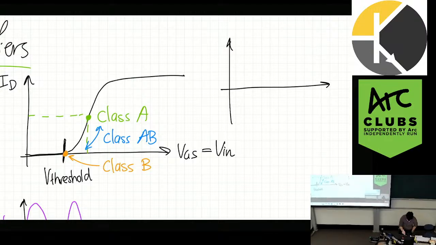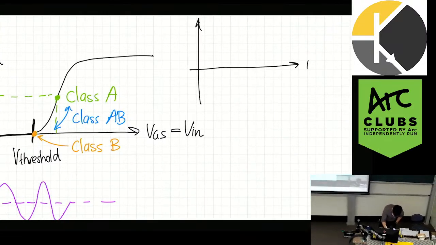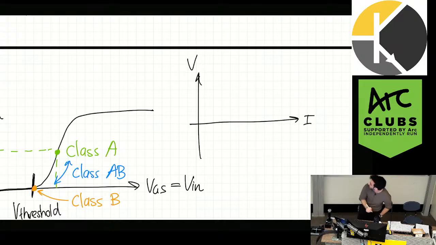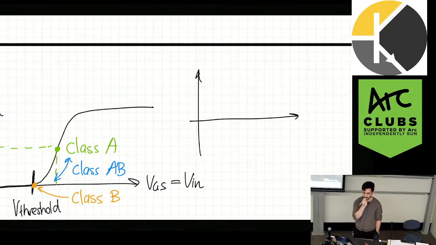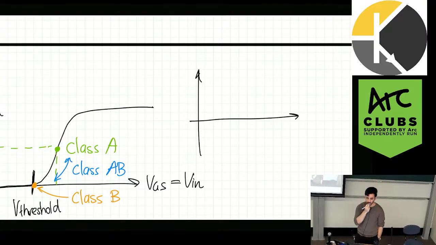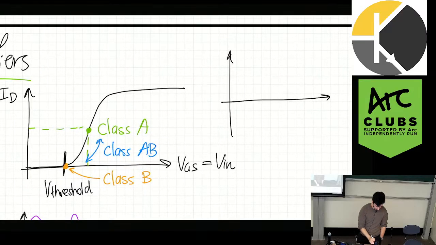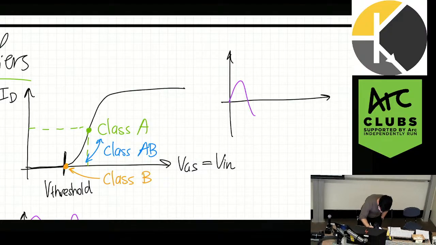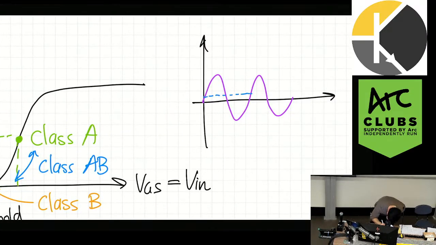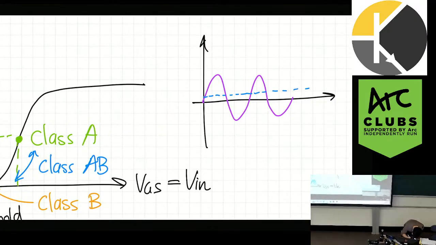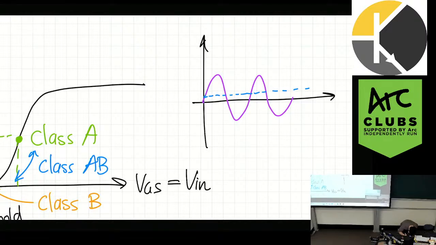So class B, so drawing current as a function of voltage. And class B, oh sorry, not current. So class B had how much current by default? What was the bias point? How much current was flowing through it? 0. So you start at 0, and so it flicks like this. And then class AB would be like the bias point is here, right there. And so it would be like, I suck at drawing this.